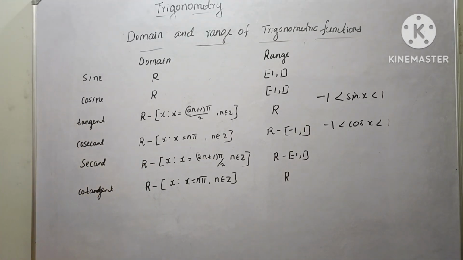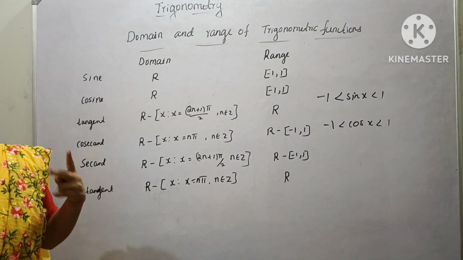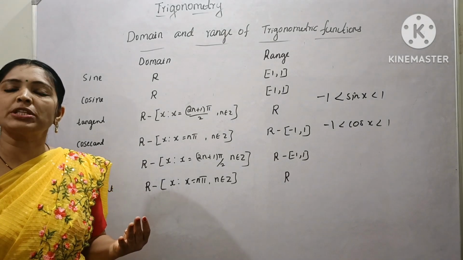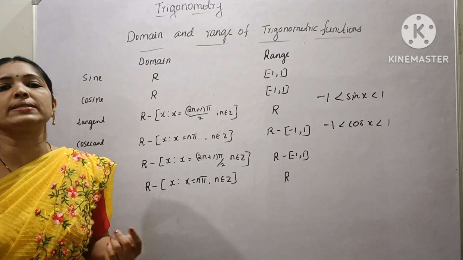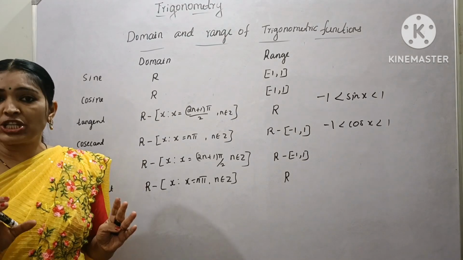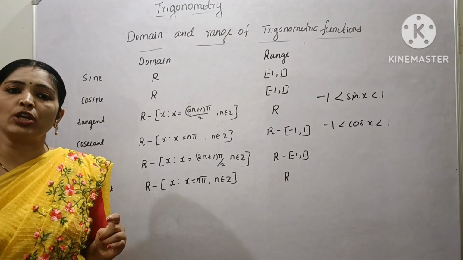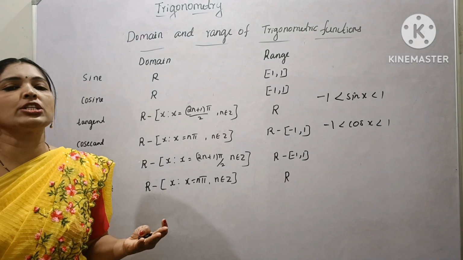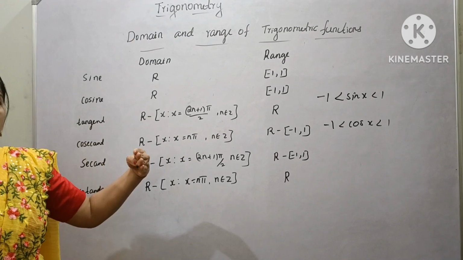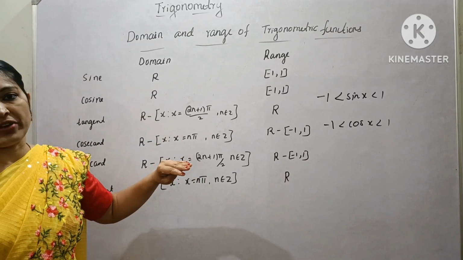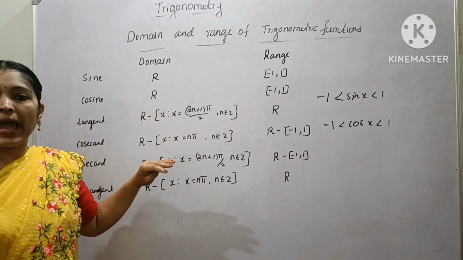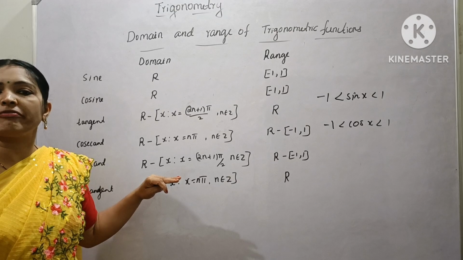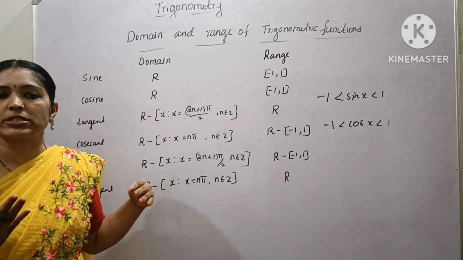Remember. Next, what about tangent? The tan function will be defined for all values except the values that make cos x 0. Why? Because a fraction with denominator 0 is not defined. We know a fraction with denominator 0 is not defined. So if cos x is 0, then tan will not be defined.